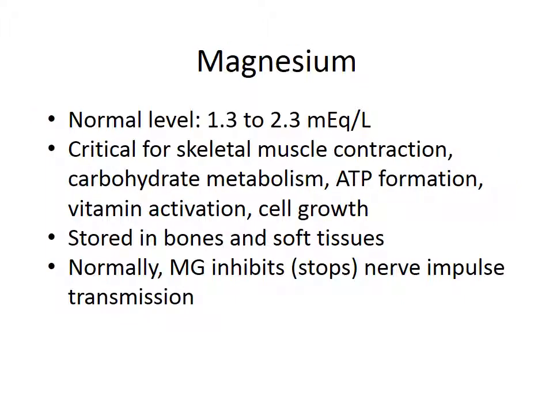Magnesium. The normal level of magnesium in the body is 1.3 to 2.3 milliequivalents per liter. Magnesium is critical for skeletal muscle contraction, carbohydrate metabolism, the formation of ATP, vitamin activation, and cell growth. Magnesium is stored in the bones and soft tissues, and normally magnesium inhibits or stops nerve impulse transmission.